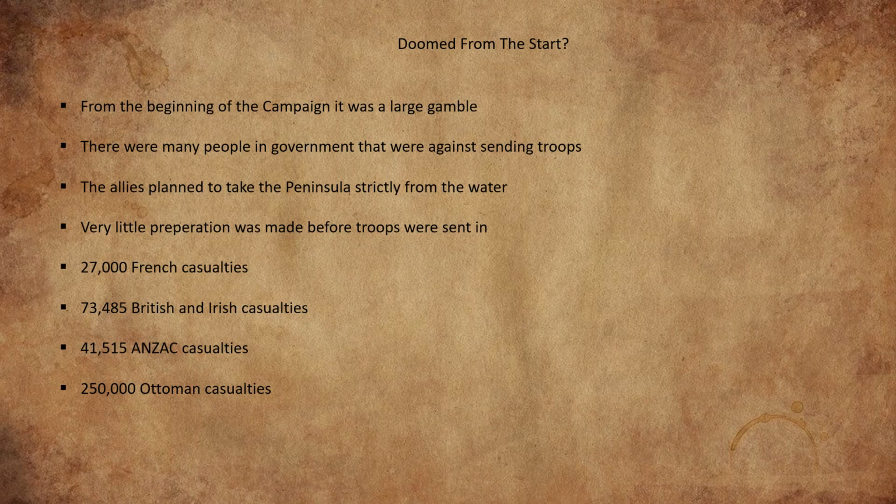And the Allies planned to take the peninsula strictly from the water all the way down to Istanbul or Constantinople, which is the capital of the Ottoman Empire, and cut off the supply line to Russia.